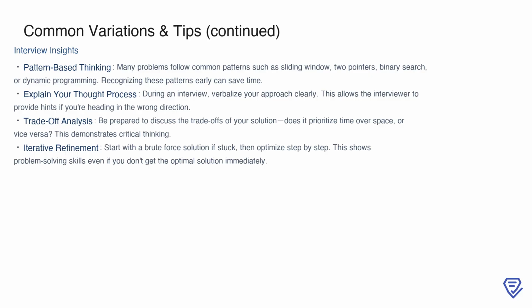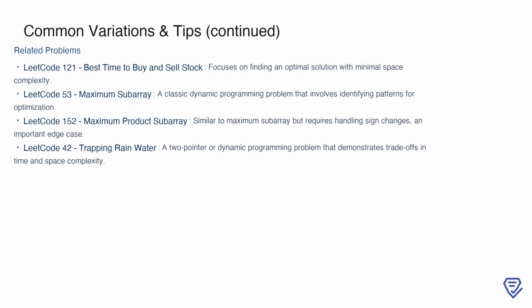Trade-off analysis is another valuable skill to demonstrate. Be ready to discuss the strengths and weaknesses of your solution. Does it optimize for time at the cost of space, or vice versa? This ability to weigh options shows critical thinking. Lastly, iterative refinement is a great strategy when you're stuck. Start with a brute force solution and then work to optimize it step by step. Even if you don't arrive at the most efficient solution immediately, this approach showcases your problem-solving process. Practicing related problems can help reinforce the concepts and techniques needed to solve similar challenges.